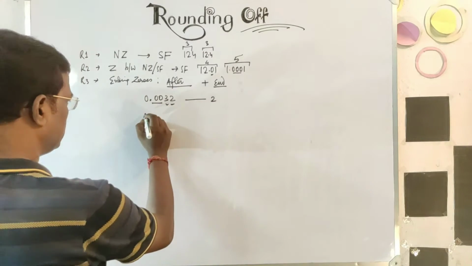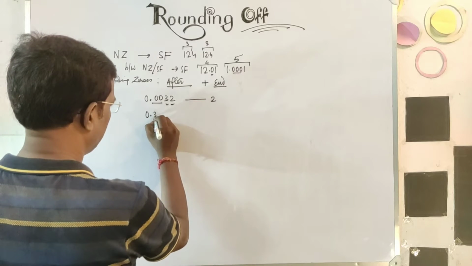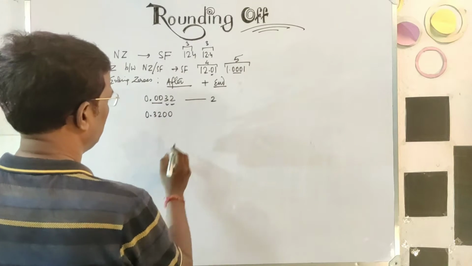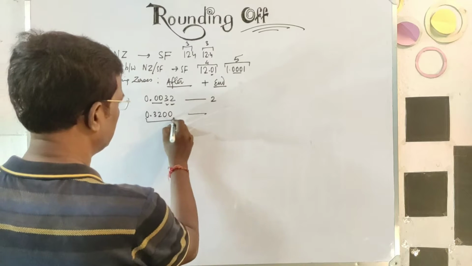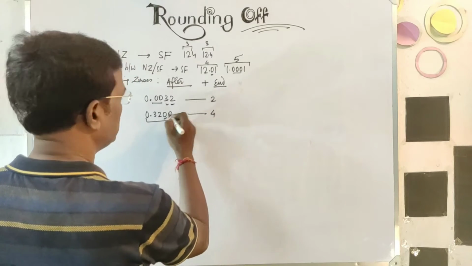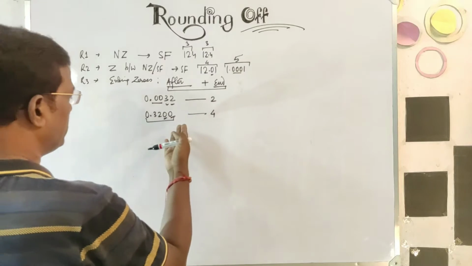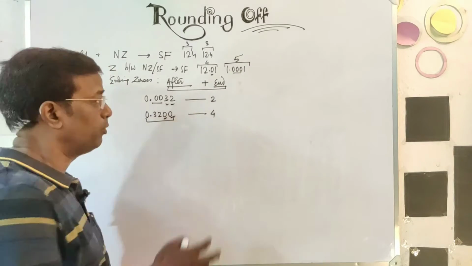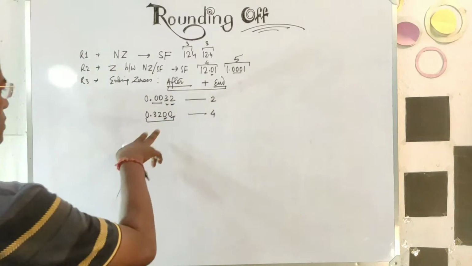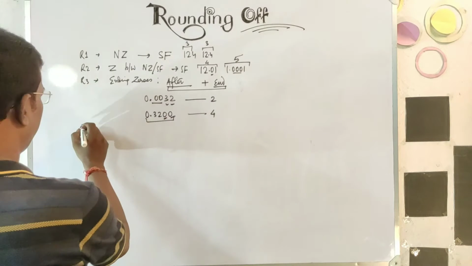Now for this, 0.3200, how many significant figures? It has 4. These zeros absolutely satisfy this rule. Therefore, as they are appearing at the end and after the decimal, both the conditions are fulfilled, and both the zeros are doing the same thing.